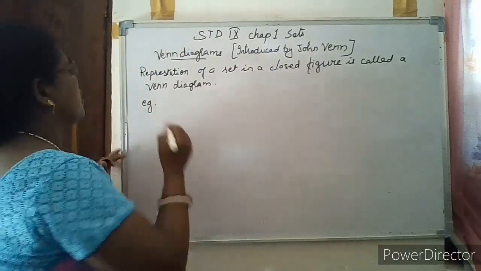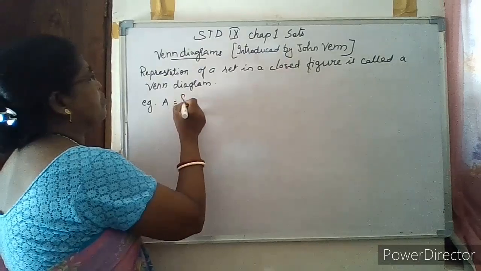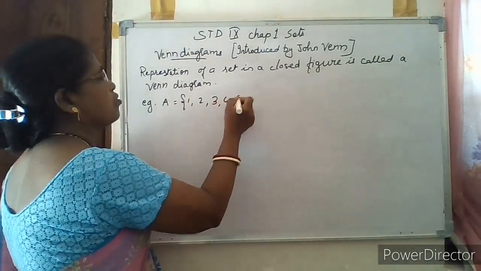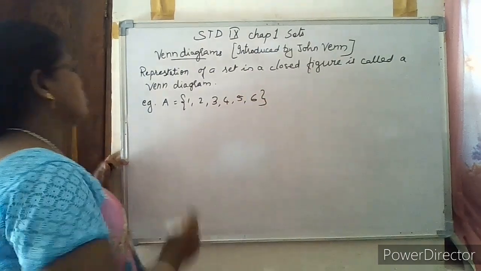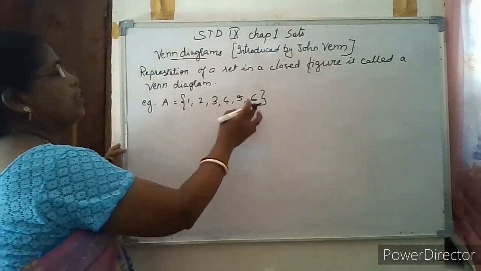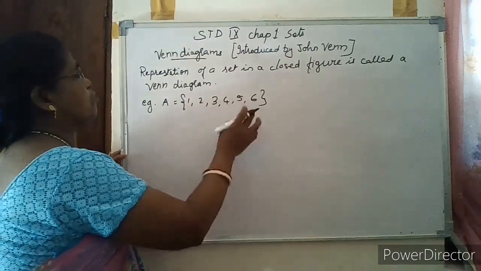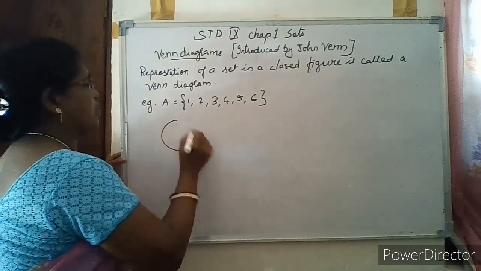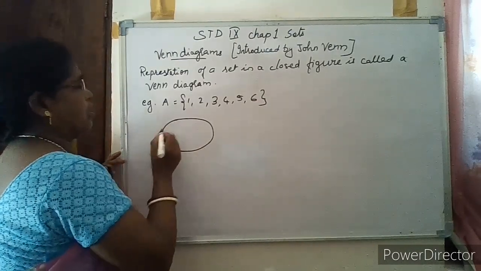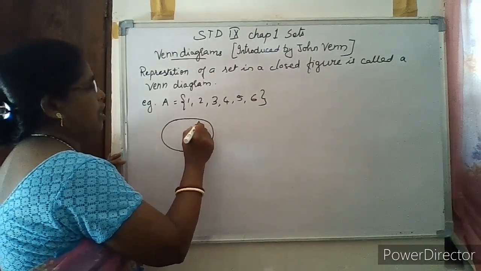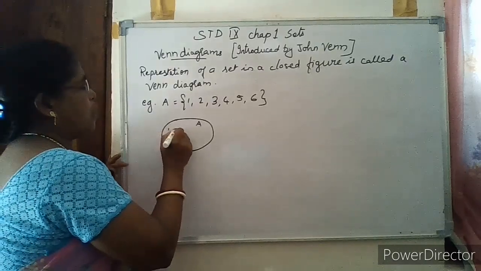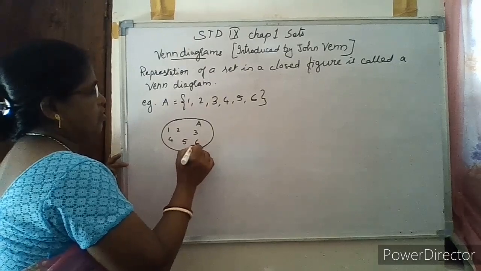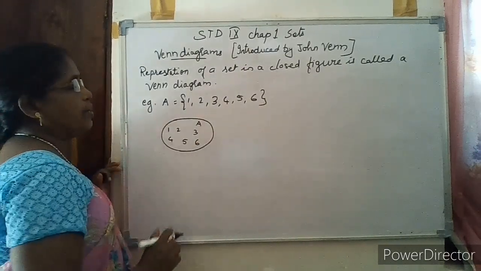For example, look here. I have a set, suppose this is set A containing the first 6 natural numbers. Now if I represent this set in a closed figure like this, this is set A, and it contains 1, 2, 3, 4, 5, 6. This is called the Venn diagram.